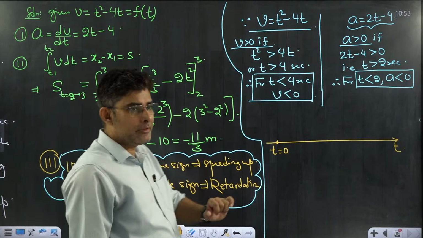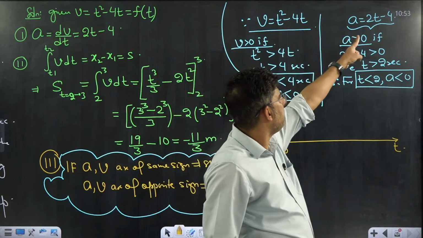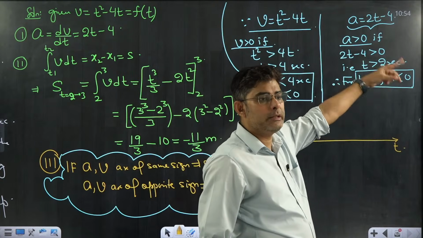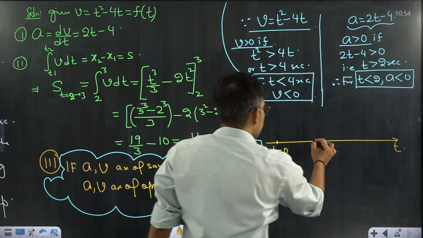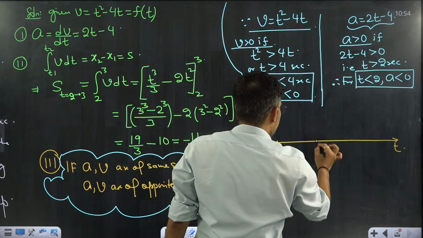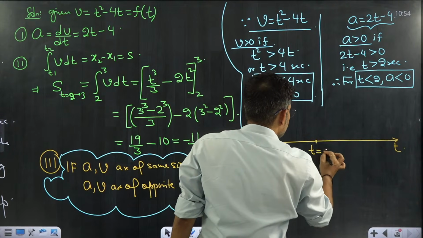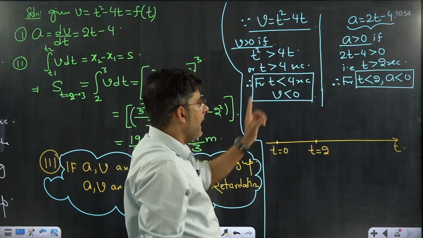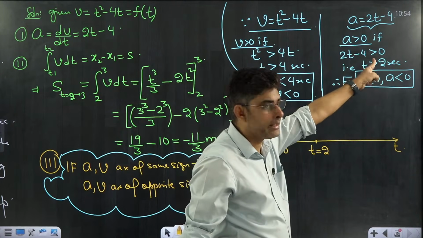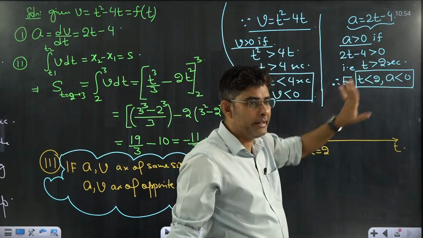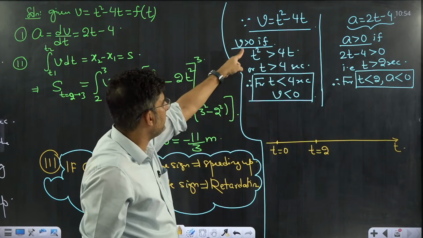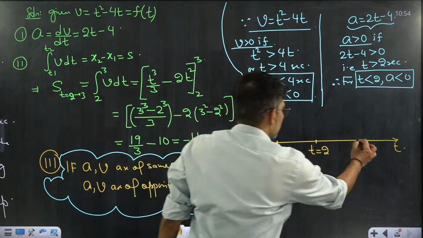Now see the times. Acceleration is changing its sign at t equals 2, greater than 2 and less than 2. You are seeing acceleration is changing its sign. So I am marking that time here. Time can never be negative. Acceleration is changing its sign at 2 seconds, greater than 2 positive, less than 2 negative. And velocity is changing its sign at 4 seconds. So I am marking that also.